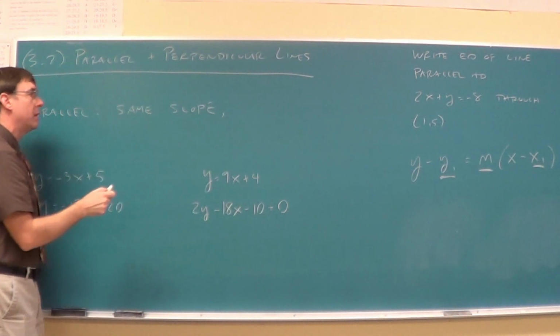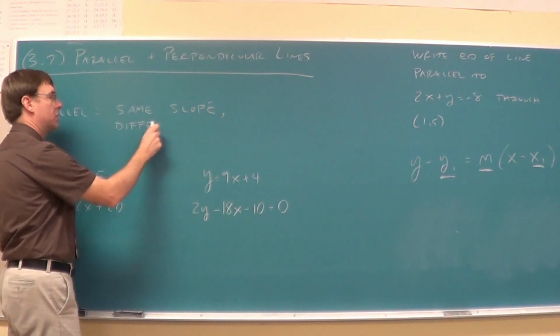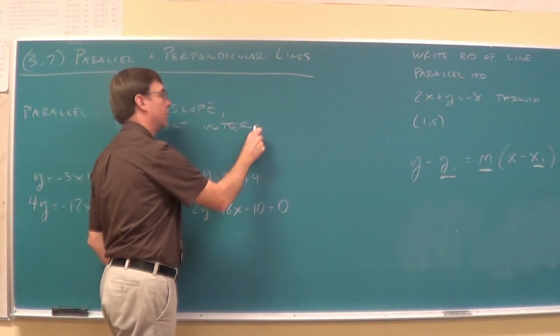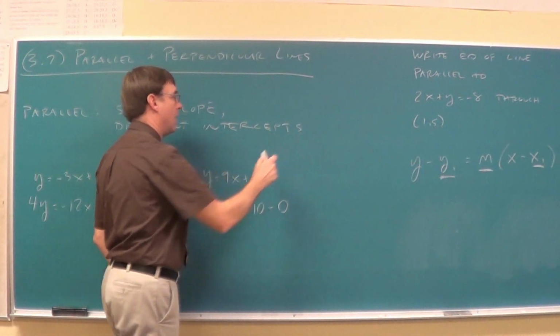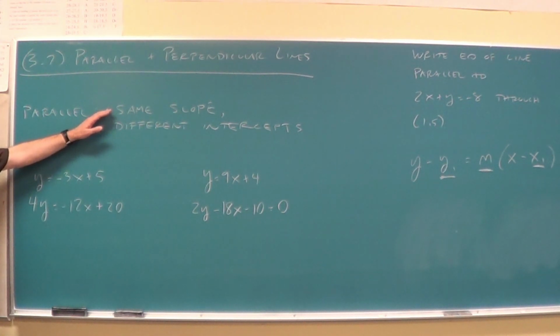There's a second tidbit that I'll share with you. They also have to have different intercepts. And they're going to have you judge that. So the first part of the homework is just going to ask you, yes or no, are these lines parallel? And the judgment you'll make, they have to have the same slope. They also have to have different intercepts.